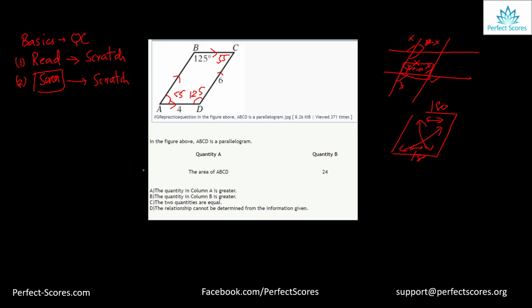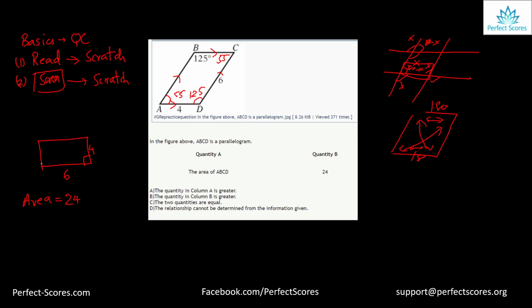Okay, enough of that. The question says that ABCD is a parallelogram, and we need to get the area of ABCD, and then we have 24. We've been given the sides 6 and 4. Imagine if this was a rectangle, then you would have the angle here to be 90 degrees, and this would be 6 and this would be 4. So the total area that you will have will be equal to 24. Now what are you doing here? What is the difference?